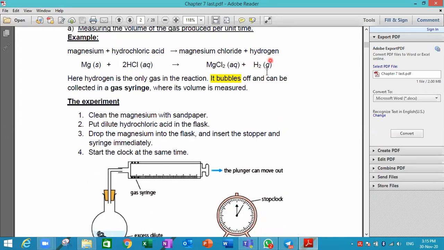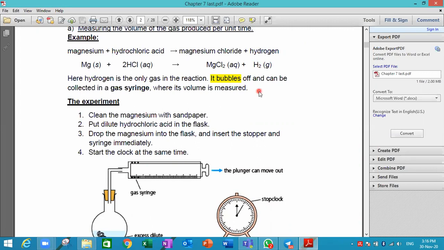Of course, any gas, when it is formed, forms bubbles in the reaction mixture, and we can collect this gas in two ways. As we have seen in chapter 12, we can collect the gas either by the use of a gas syringe, which is a very accurate method, or else we collect it over water in an inverted graduated cylinder. But with this method, we should take care that our gas does not dissolve in water.